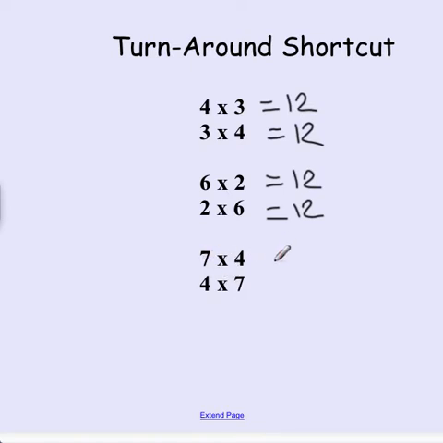7 times 4, if I know that this is 28, then I know that 4 times 7 is also 28. This is very helpful, especially for when we take our 2-minute time tests. If you know your facts very quickly, you can look for the turnaround of that fact, and then you will have your answer very fast.